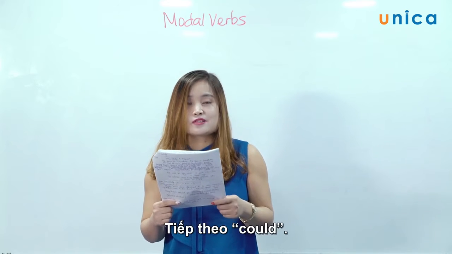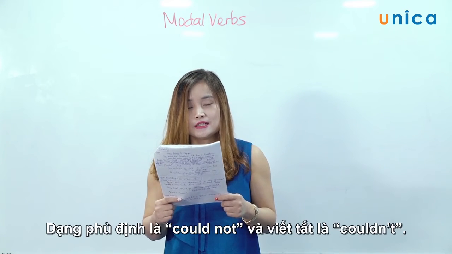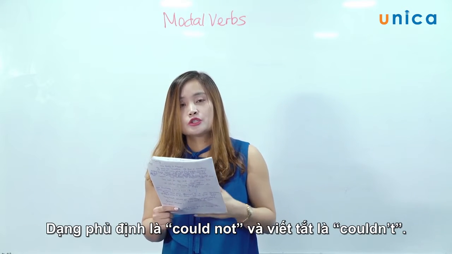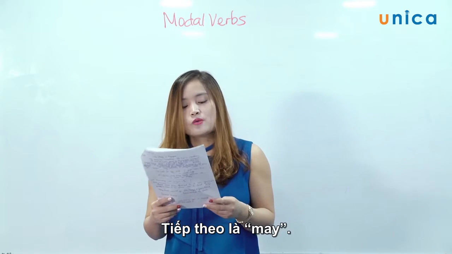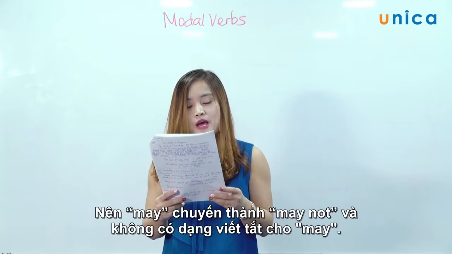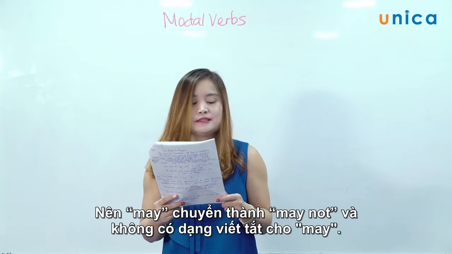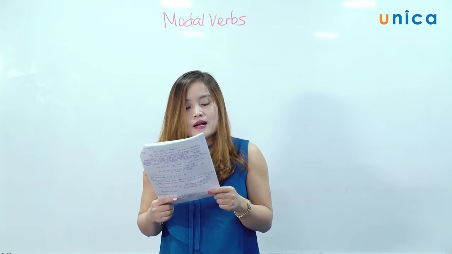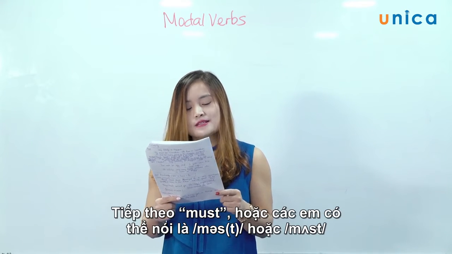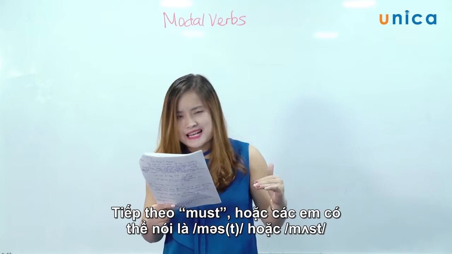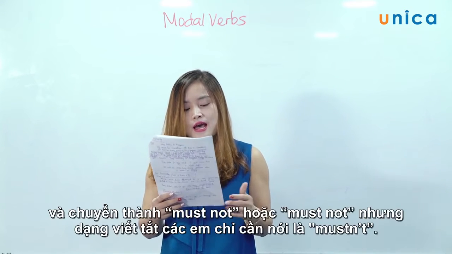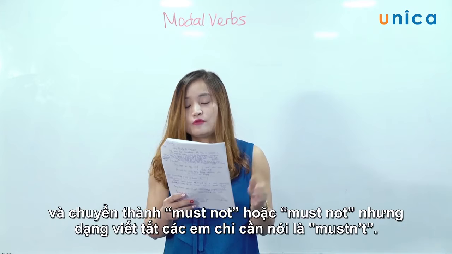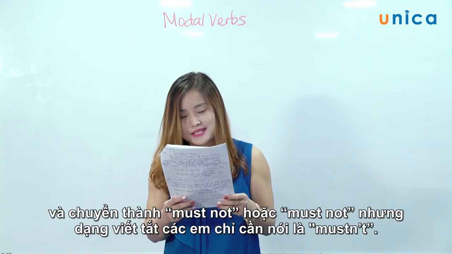Alright. And the next one is could. The negative form is could not. And the contraction one is couldn't. Very good. And the next one, may. Right, so may becomes may not. And of course, there's no contraction for modal verb may. Next comes must. Okay, so we could say must weak form or must strong form. Okay, and it becomes must not. But for contraction, you just simply say mustn't.